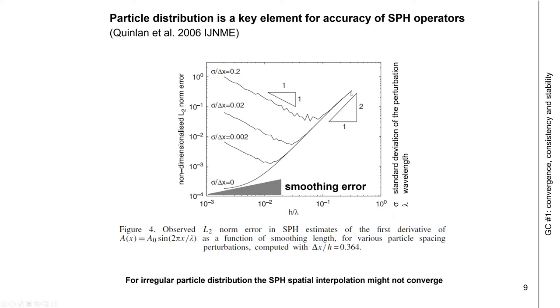Actually, what you are getting is that when you are reducing your smoothing length, so you are refining your domain, you are converging, but up to a certain point, you're no longer converging, and actually you are diverging. So it means that the error is increasing while you are increasing your computational nodes. And this is due to the fact that your particles are not very well distributed in your domain. There is an anisotropy in your particle distribution.